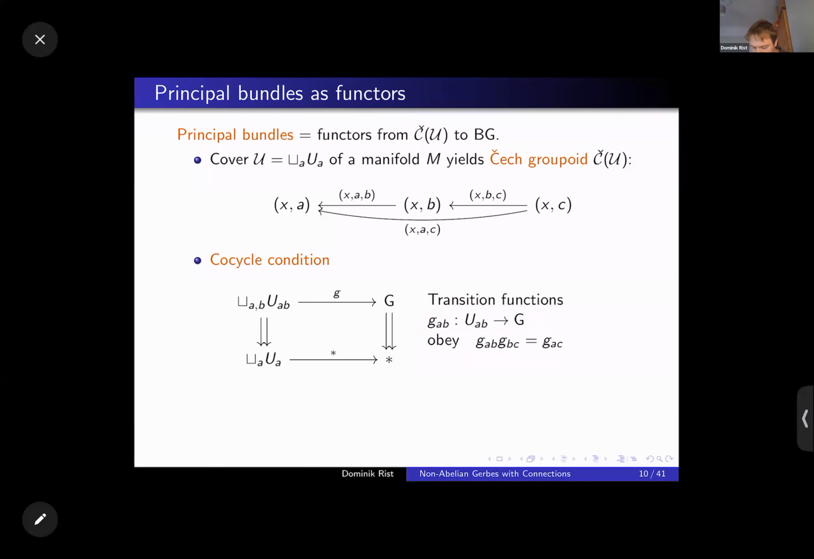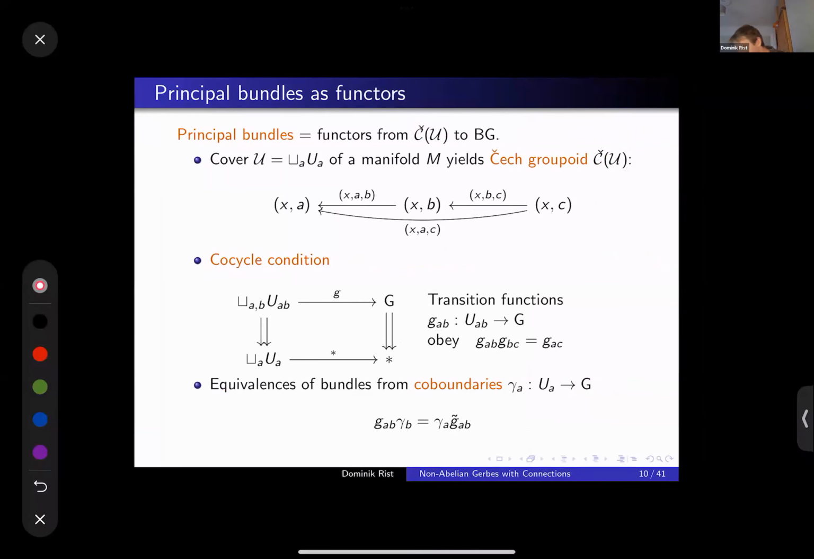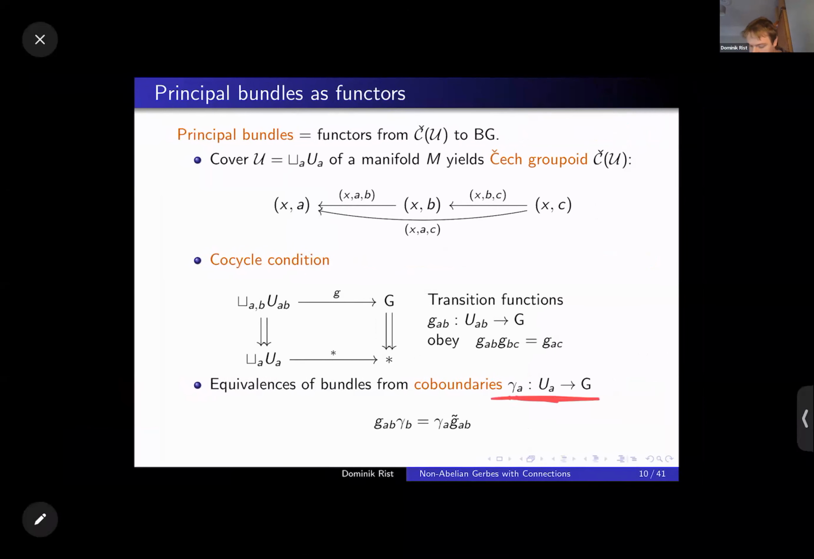What about equivalences of principal bundles? That is given by so-called coboundaries, which are maps from the patches into G. This is a well-known theorem in ordinary bundle theory: if I have two sets of transition functions related in this way, via such functions, then the bundles obtained from g_AB and g_AB tilde are equivalent. So they're essentially the same, right? This is just some kind of gauge transformation in my bundle, right? And how do you see this from the category theory perspective?